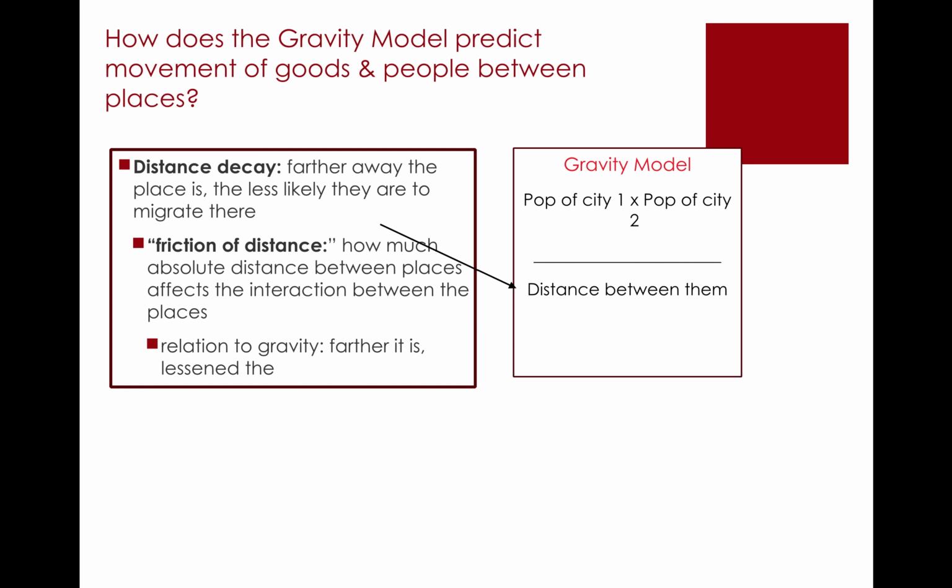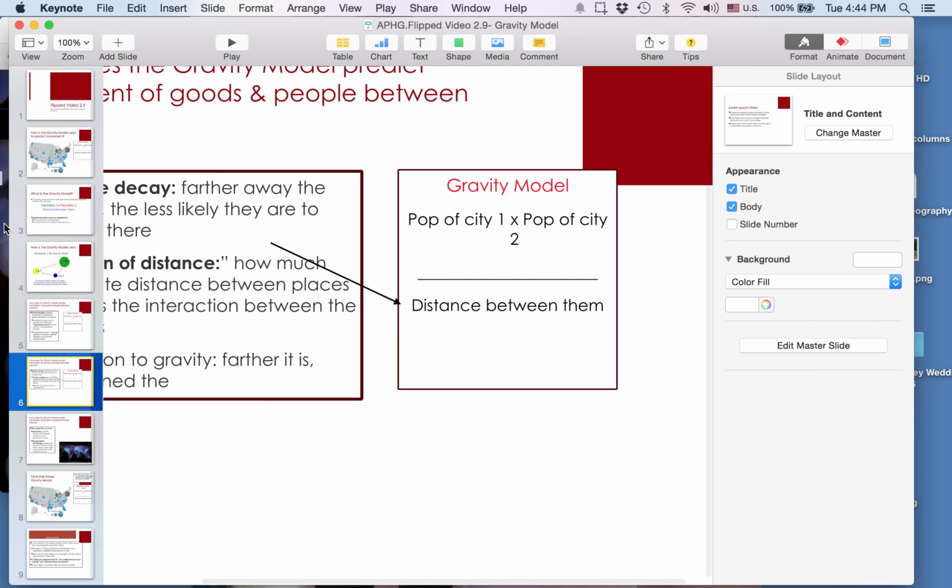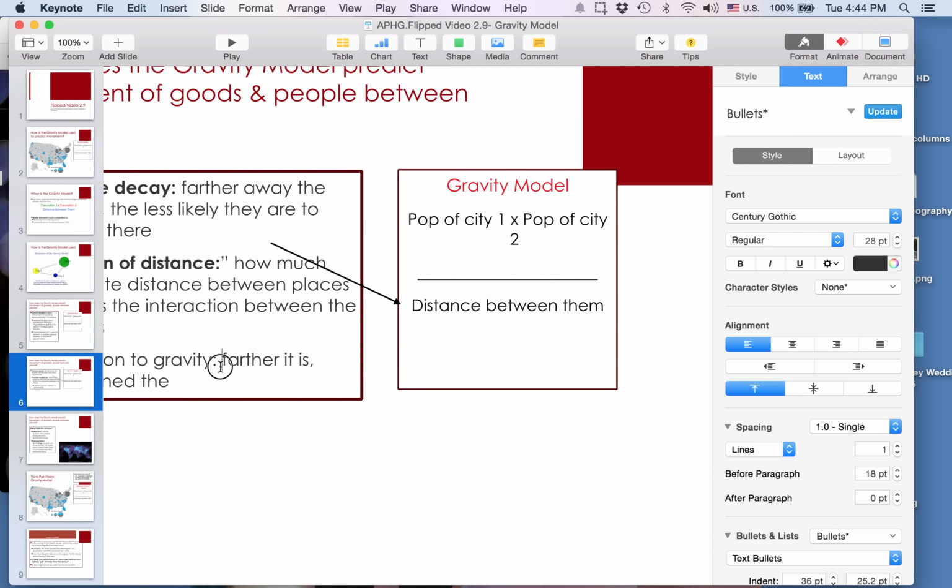Friction of distance really refers to the concept that the absolute distance, so not relative distance, but literally the number of miles or the number of kilometers between two places is going to affect the interaction between them. The closer they are together, meaning a denominator that's very low, the greater the interactions. Whereas if there's a very large denominator, that will lessen the interactions between those two places. And that relates to gravity, the concept of gravity.